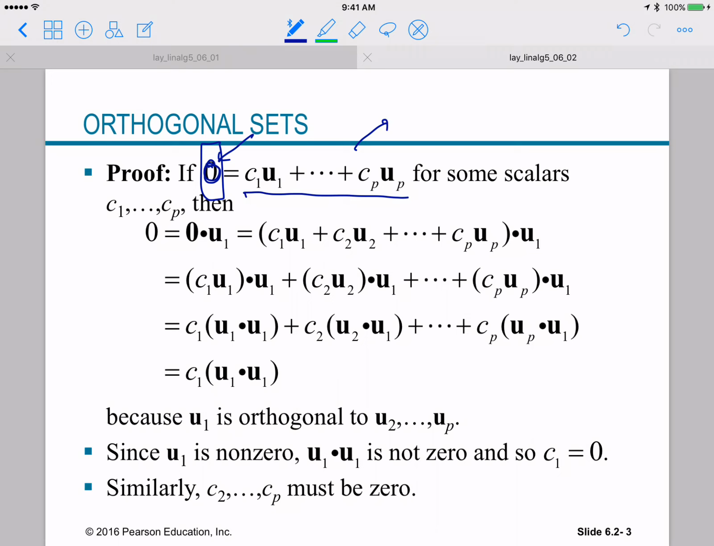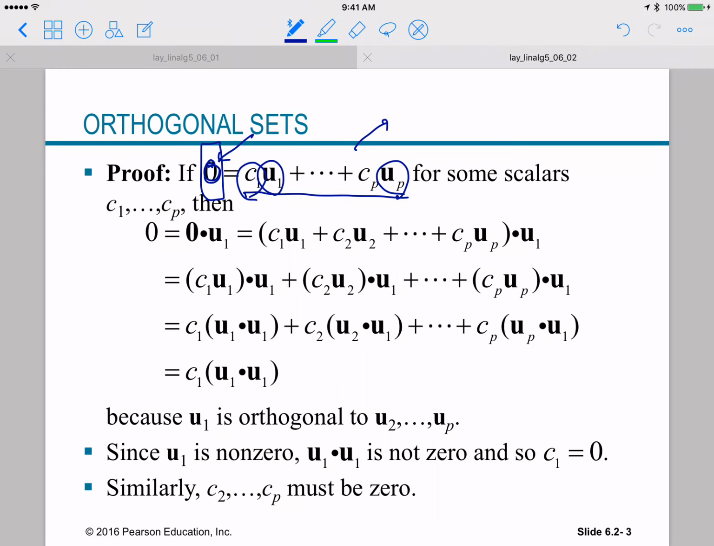Let's try to solve for c1 through cp. Even though we don't know what our vectors u1 through up are, and we don't know the details of these vectors, all we know is that they are orthogonal to each other. We just utilize that fact so that we can conclude that we only have a trivial solution.